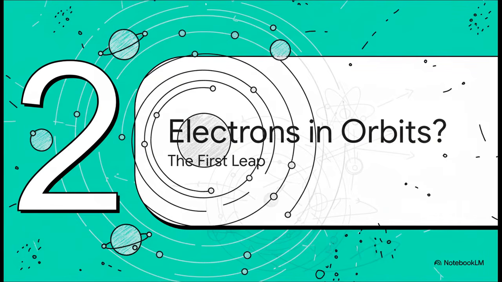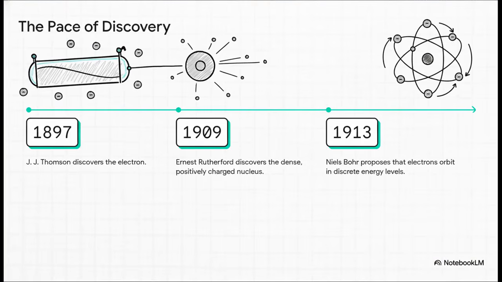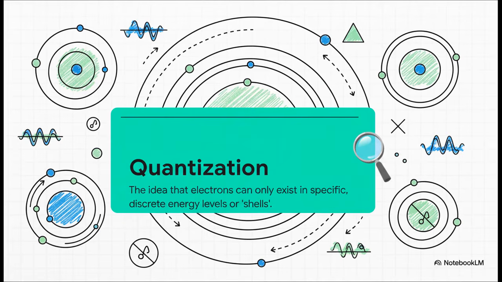Okay, so we've got this super tiny, super dense nucleus. The next logical question for scientists was, so what are those feather-light electrons actually doing out there in all that emptiness? This kicked off the first big attempt to really map out what an atom looks like. And you have to appreciate just how fast all of this was happening. It was just boom, boom, boom. In 1897, Thomson discovers the electron. Just 12 years later, Rutherford finds the nucleus. And then, get this, only 4 years after that, in 1913, this young guy, Niels Bohr, shows up with an idea that changes everything.